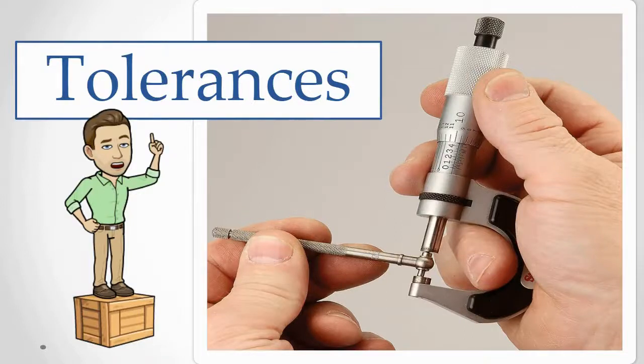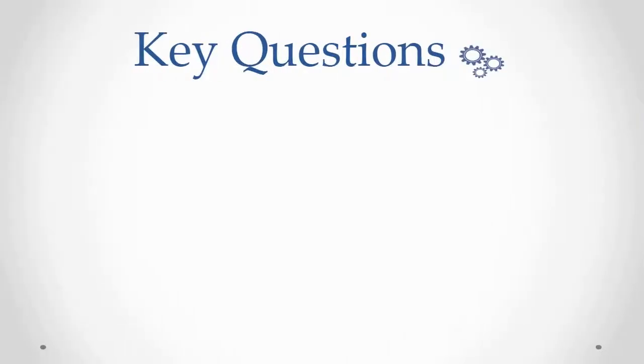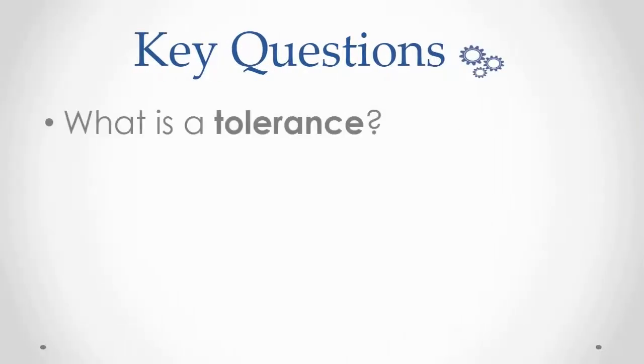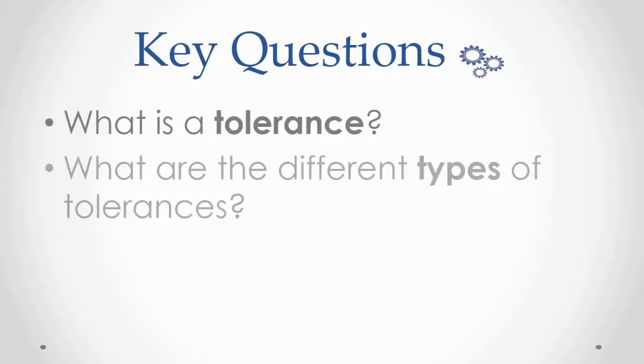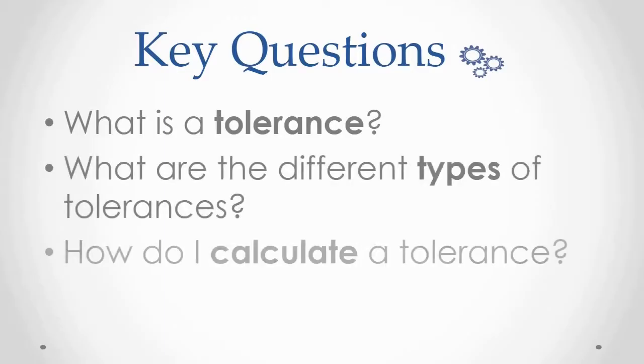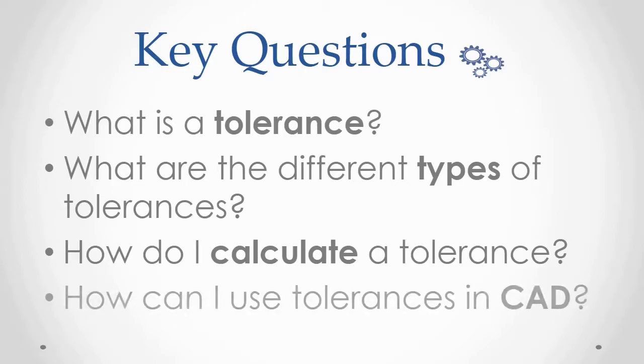Tolerance is a term we sometimes hear in engineering, and it has to do with the amount of error that is acceptable in the dimensions of a part or a product. In this lesson, we're going to learn about tolerances and what they have to do with engineering design. We're going to find out what a tolerance is, what the different types of tolerances are, how to calculate a tolerance, and how we can use tolerances in CAD when we dimension a drawing.